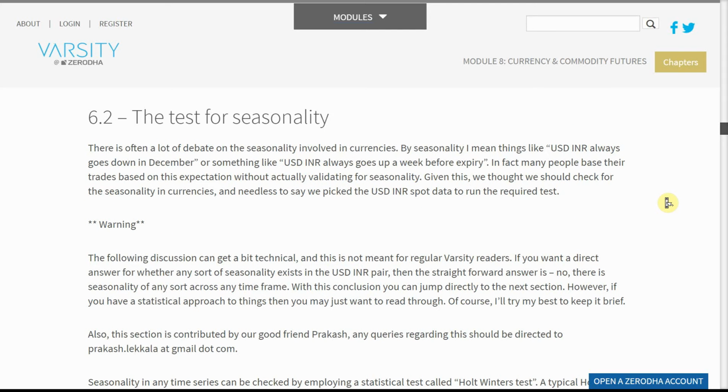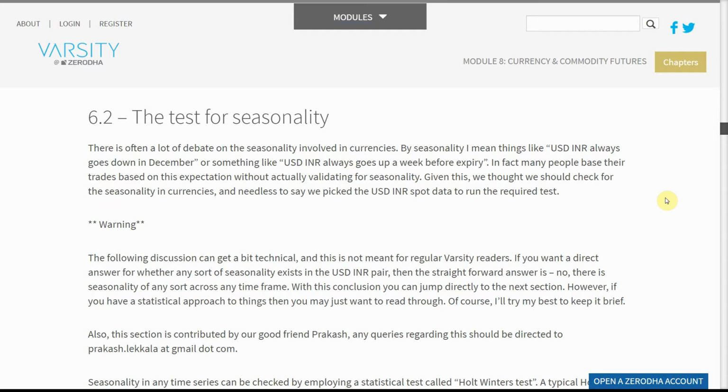6.2 The test for seasonality. There is often a lot of debate on the seasonality involved in currencies. By seasonality, I mean things like USD-INR always goes down in December, or something like USD-INR always goes up a week before expiry. In fact, many people base their trades on this expectation without actually validating for seasonality.